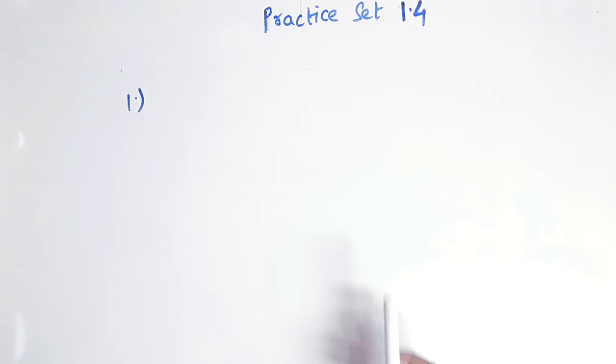Everyone, we are here with practice set 1.4, standard 10th geometry. The first one says that the ratio of corresponding sides of similar triangles is 3:5. Find the ratio of their areas.